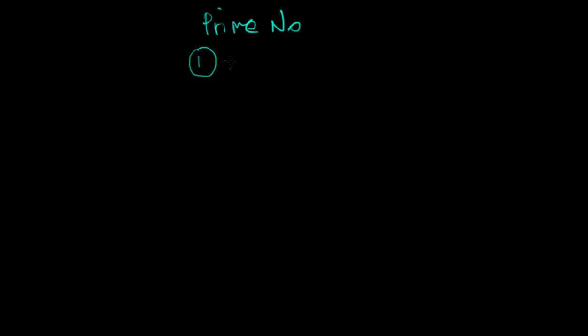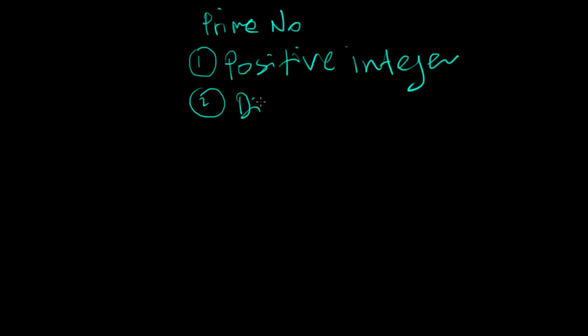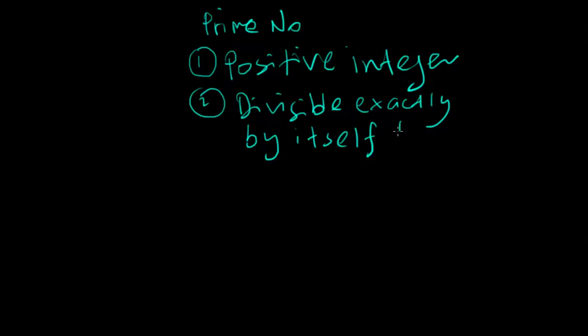Number one is that it has to be a positive integer, and the second criteria is that it is divisible exactly by itself and the number 1 only and no other numbers, right?